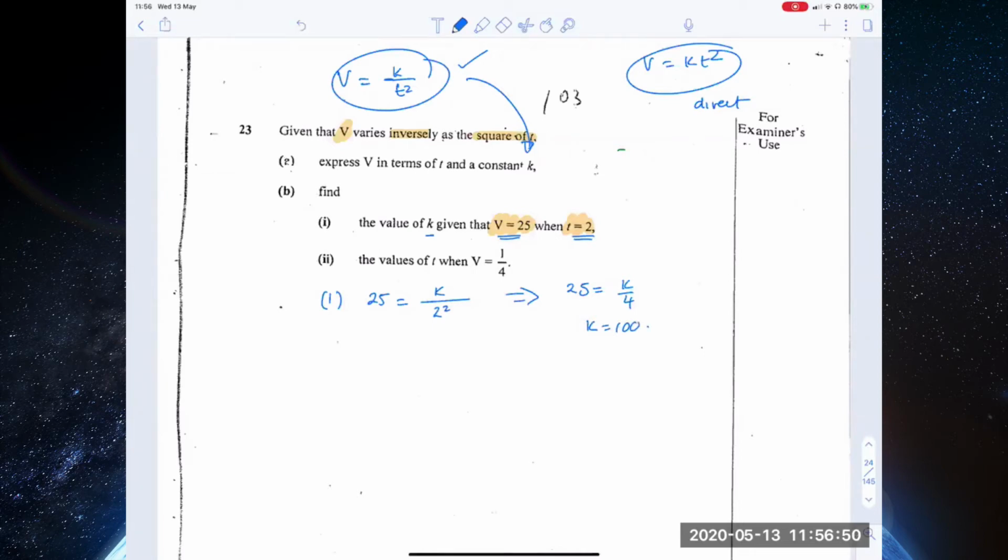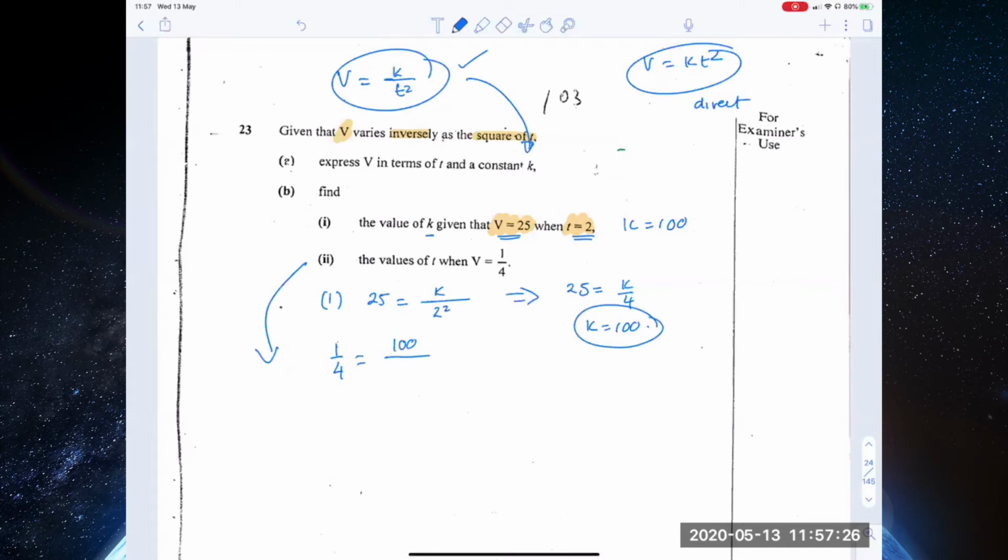So find the value of K. So K equals 100. And then this last one, value of T when V equals 1/4. What do you do now? The value of T, 1/4 is equal to K. But we know what K is now, isn't it? 100. What is K? Exactly.